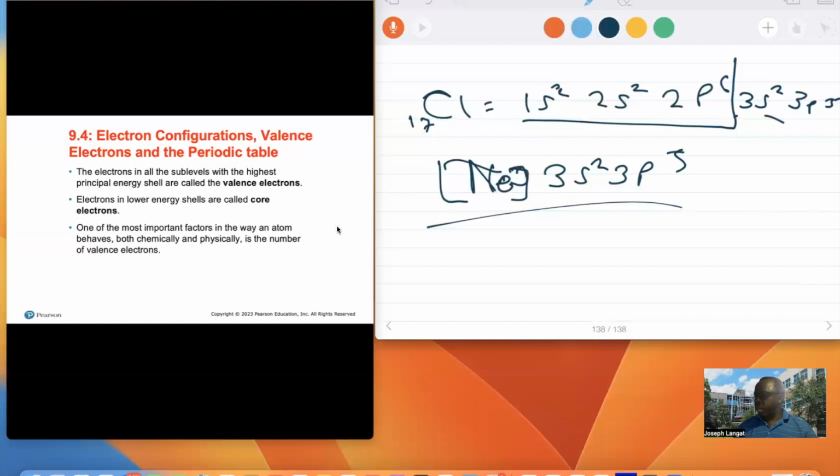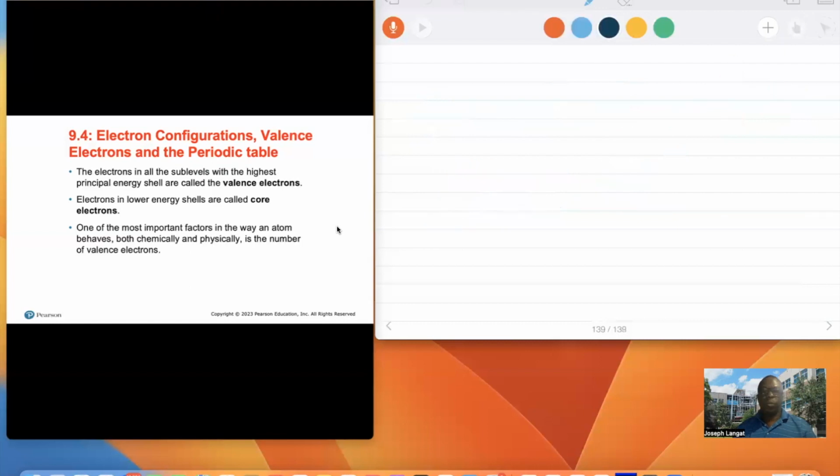Let's move on to 9.4. This is on valence electrons, electron configuration, valence electron, and the periodic table. Let's define first of all valence shell. Valence shell is the outermost shell.